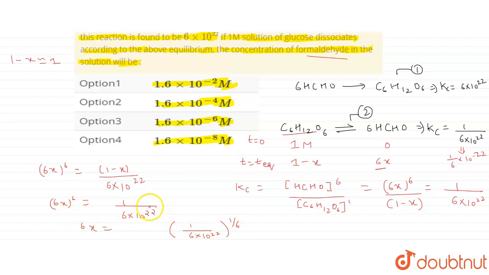The power 6 goes to the right side as the power 1 by 6. After solving this expression, we will get 1.6 into 10 to the power minus 4 molar. So the value of 6x, that is the concentration of formaldehyde in the solution at equilibrium, will be 1.6 into 10 to the power minus 4 molar. So the second option will be the correct option for this question.